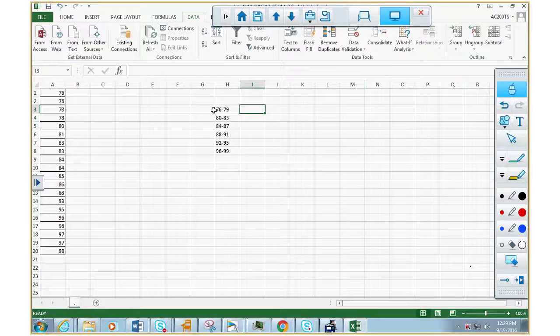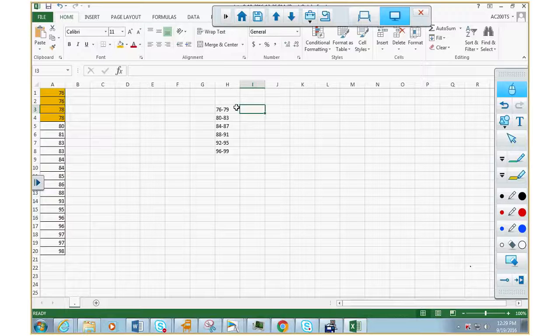And how many? Well, 76 to 79, right there. So we'll color those that color. So there's 4. 80 to 83 is 4. Oops. No. I'm sorry, hold on. 84 to 87 is 4. 88 to 95 is 3.